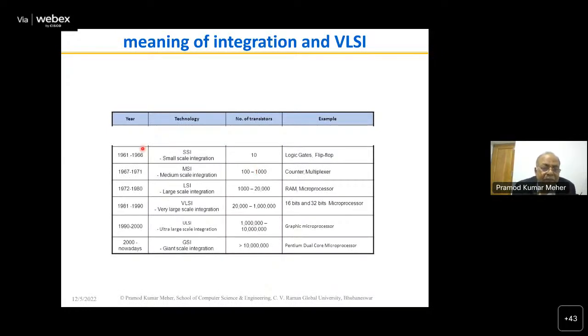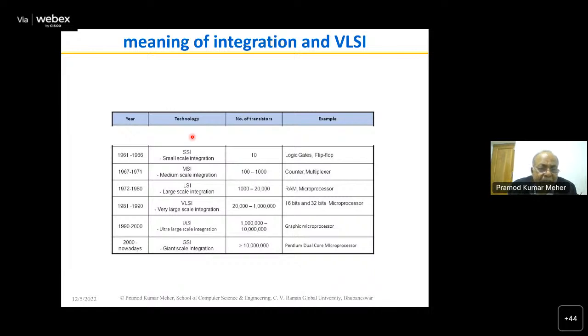To get the meaning of VLSI, I think this slide would be enough. When transistors evolved, there were only single transistors and discrete components, and people did several applications using them. Then a few transistors were used to develop logic gates and flip-flops, like AND gate, OR gate, NAND gate, and D flip-flop, JK flip-flops to have counters, etc. Multiplexers and counters were also done through medium scale integration, where people used 100 to 1000 transistors.